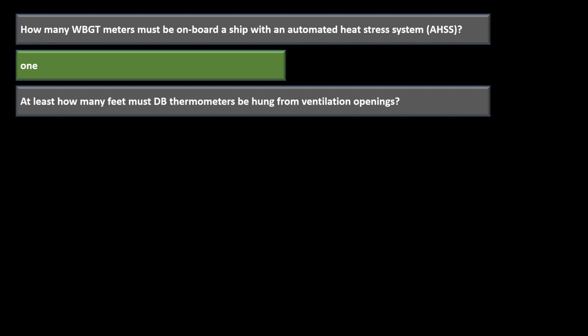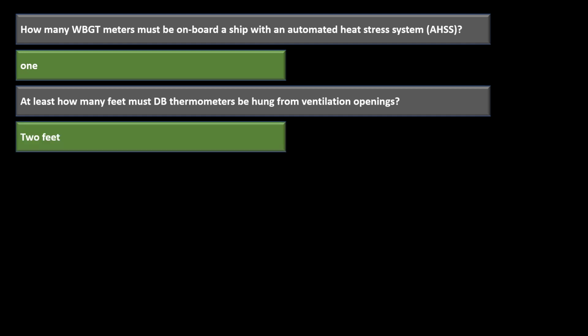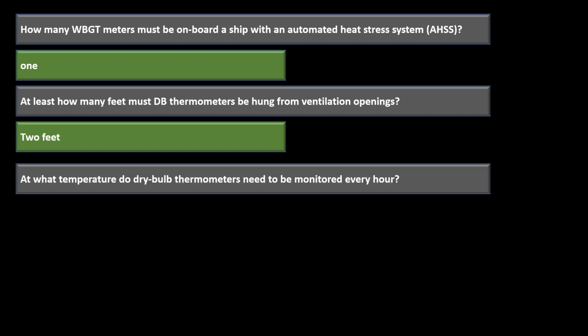At least how many feet must dry bulb thermometers be hung from ventilation openings? They have to be at least 2 feet away. We want them to have an accurate representation of the temperature in the workspace, and we have to make sure we're hanging them using a non-conductive material like string or zip ties or something like that.